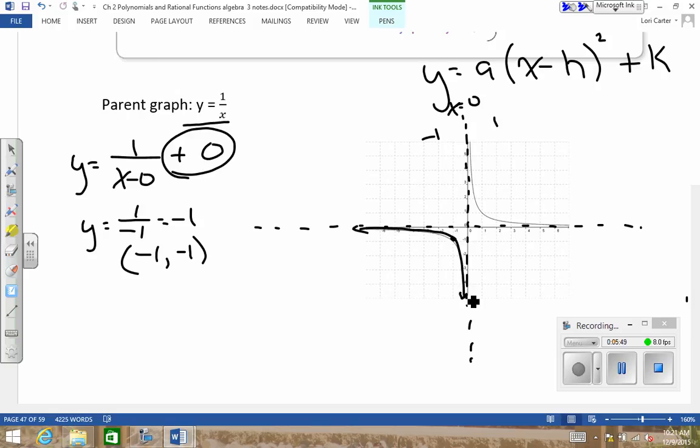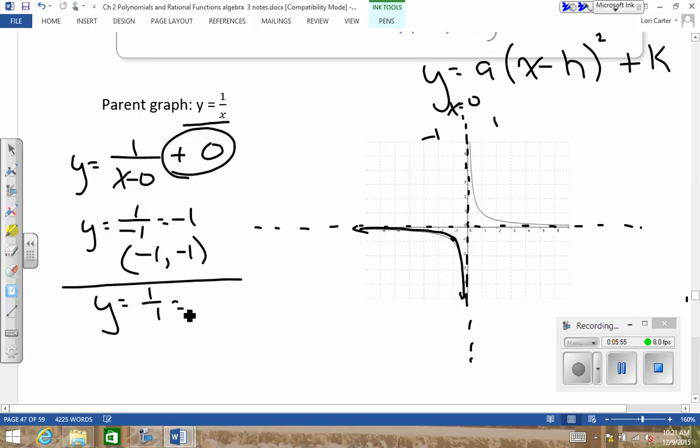Okay, what's the next number I'm going to plug in? 1. So now you're going to do y equals 1 over 1, which is 1. So your point, you plugged in 1 for x, you got 1 for y. Good? Go to 1, 1, put your dot, approach your asymptotes. Graph is now done.